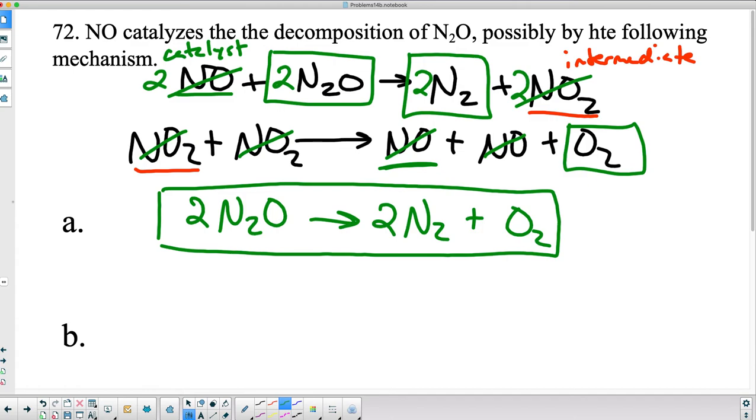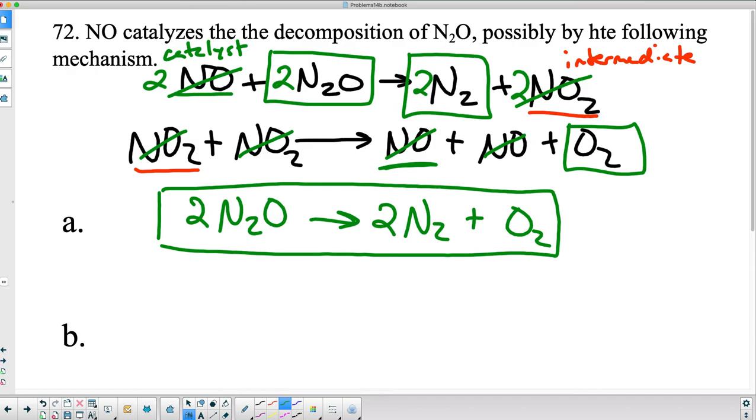Okay, letter B for number 72. 72B says, why is NO considered a catalyst and not an intermediate? Okay, I think I answered that one already, so I'll just say it verbally. NO is a catalyst because it's in the beginning of one reaction, gets used up, and then is the product of another reaction, which means that it basically went through the reaction unchanged. So that's what a catalyst is.